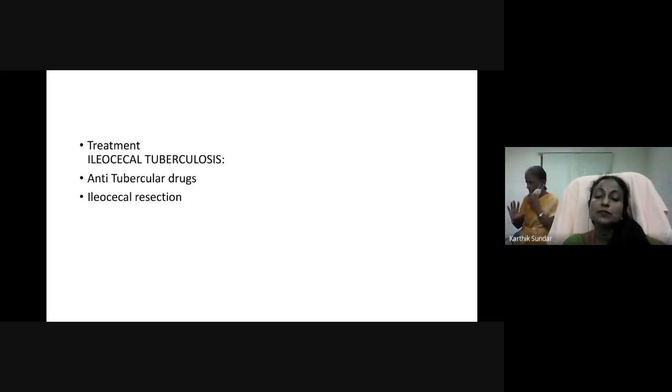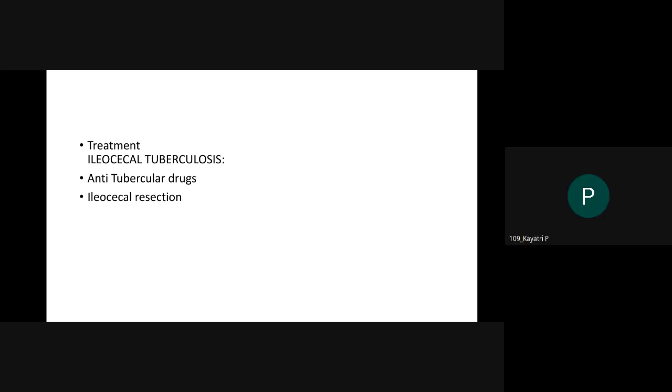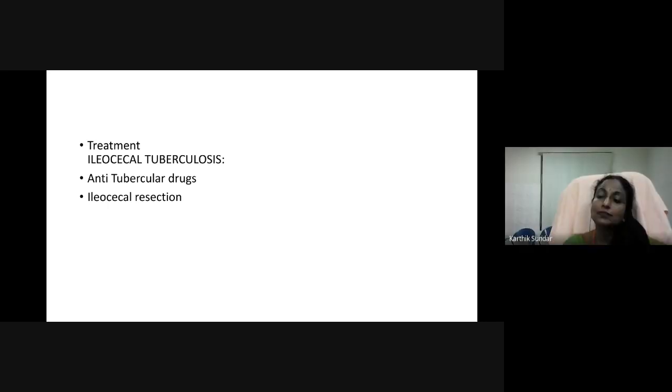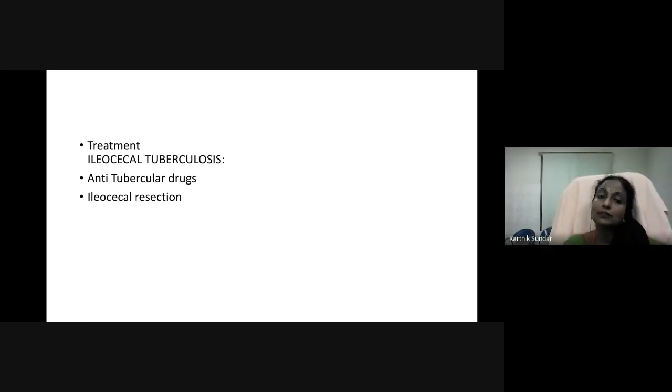Yes, tell me. Lungs will be affected, ma'am. Intestine will be affected. Liver will be affected, ma'am. And spleen will be affected. Genitourinary system will be rarely affected, ma'am. And lymph nodes will be affected, ma'am.